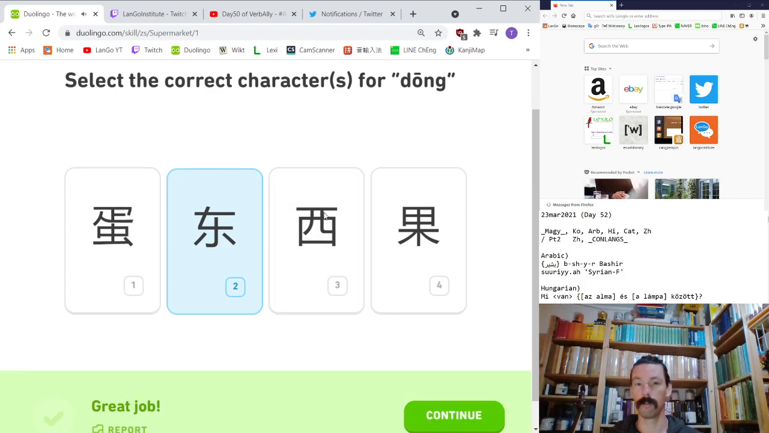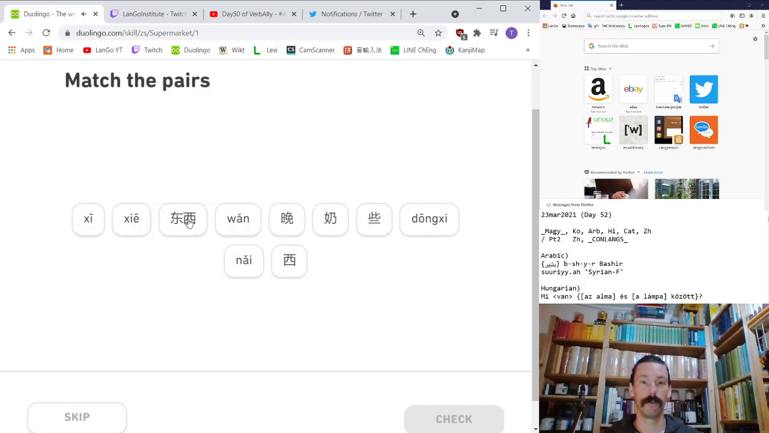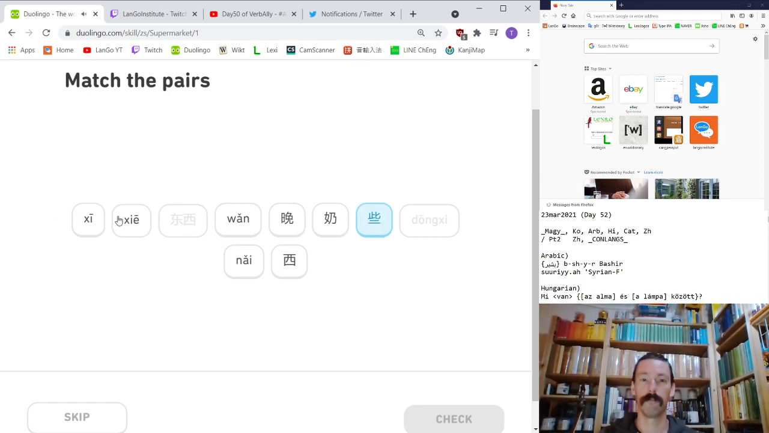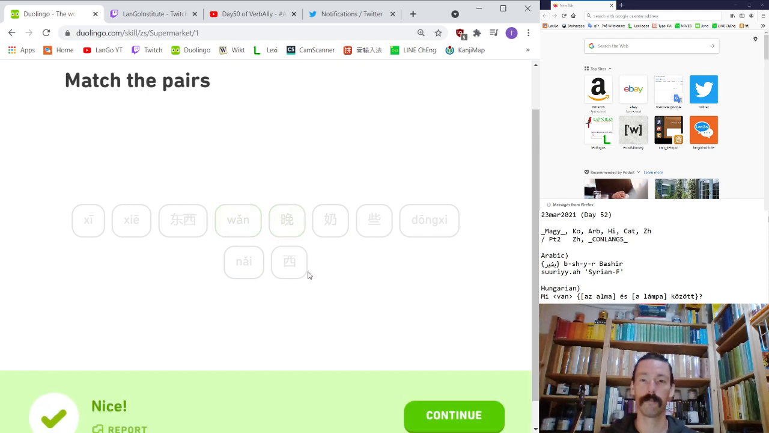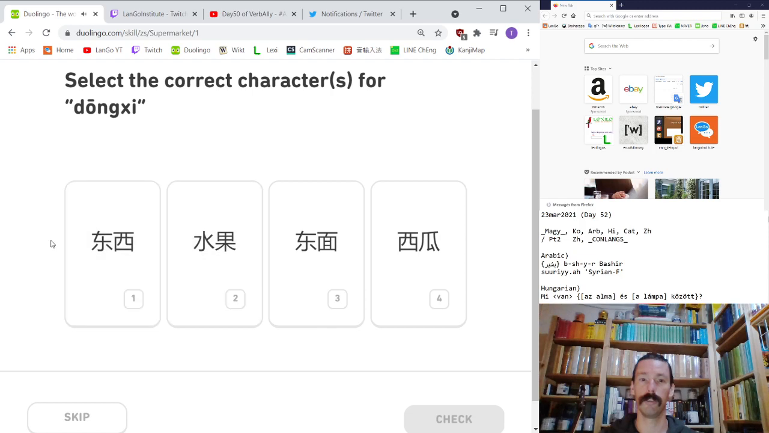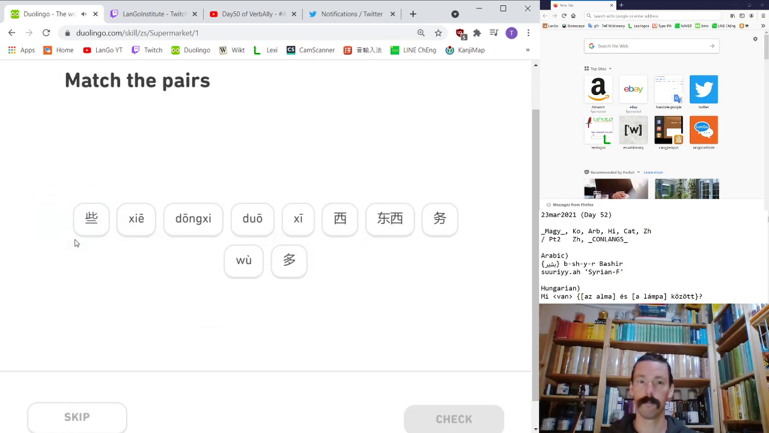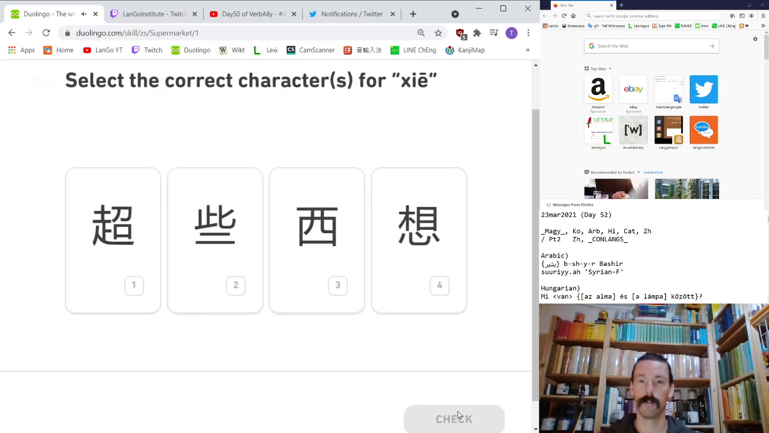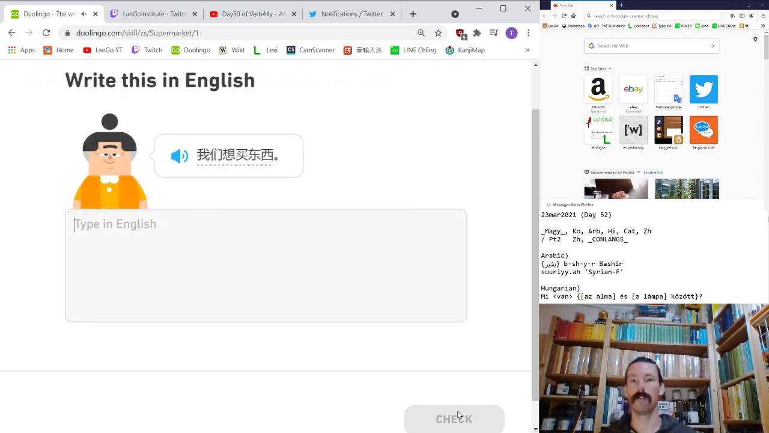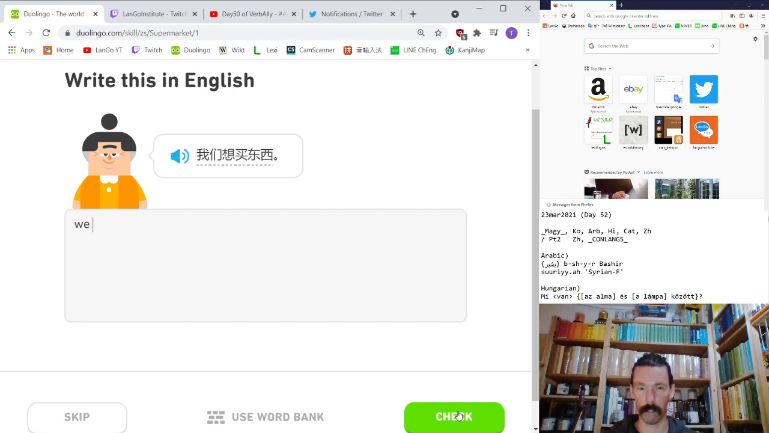东 means the east. 东西 means things. 些 means few. 西 is the west. 奶 is the word for milk. 碗. 东西. 些, 西, 东西, 多, 物. 我们想买东西。 We want to buy things, we want to go shopping.